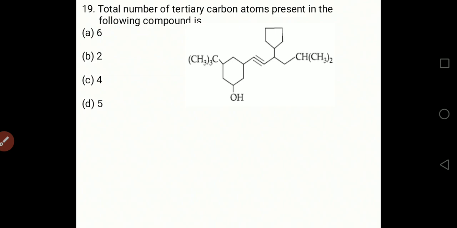Then 19, number of tertiary carbon atoms. See, this is the molecule which is given. So this molecule, correctly you see, I will mark the tertiary carbon atoms. So these are all the tertiary carbon atoms you can see. All those are tertiary carbon atoms.